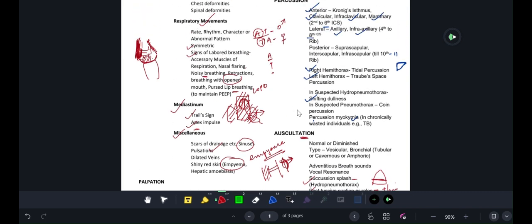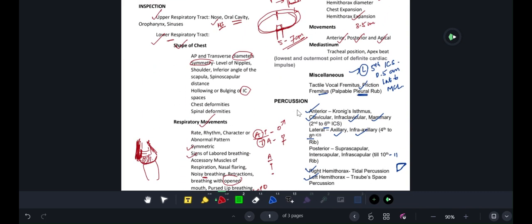So see, finally, we have completed this entire part of inspection. Remember, in the lower respiratory tract, I told you that the first thing we look for is the shape. Shape has to look for the AP and transverse diameter. Just observe for the symmetry. Look if everything looks symmetrical on both sides. Is there any hollowing or bulging? Is there any chest wall deformity or any spinal deformities on the backside?